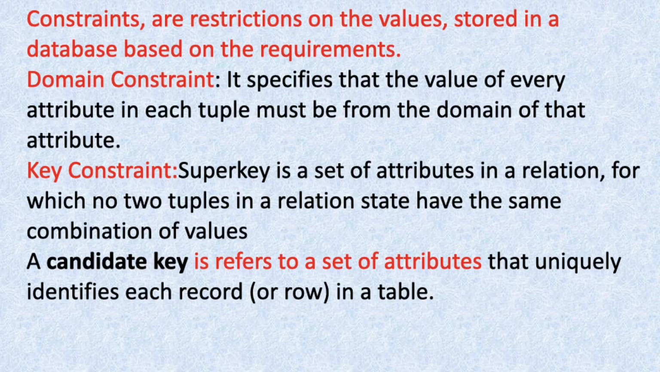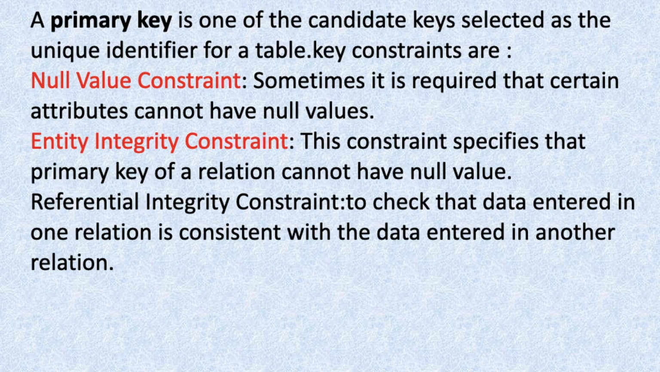There are different constraints. Constraints are nothing but restrictions on the value. There are domain constraint and key constraint. To know about key constraint, there are some set of keys like super key and candidate key, which refers to a set of attributes that uniquely identifies each record. Primary key is one of the candidate keys selected as a unique identifier.